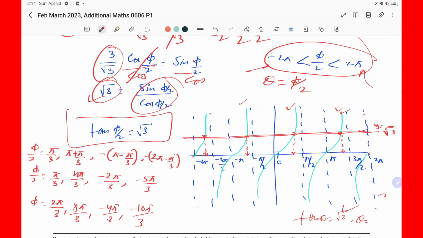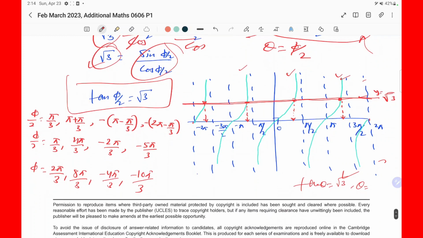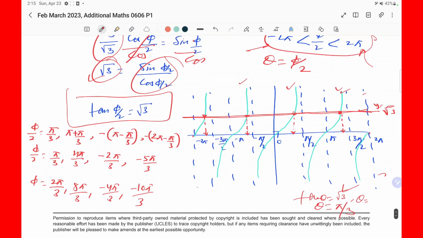Now just draw perpendiculars here. For the first angle you can use a calculator: tan theta is root 3, so theta is pi by 3. Or you should memorize it as well, these are standard angles. So tan theta is root 3, then theta is pi by 3. So now this gap is pi by 3, this gap is also pi by 3, this gap is pi by 3, this gap is pi by 3.